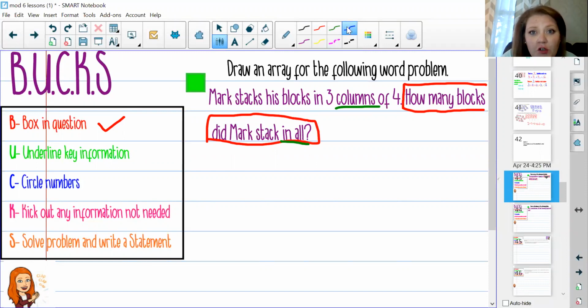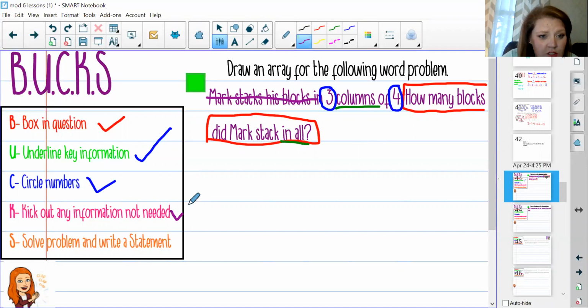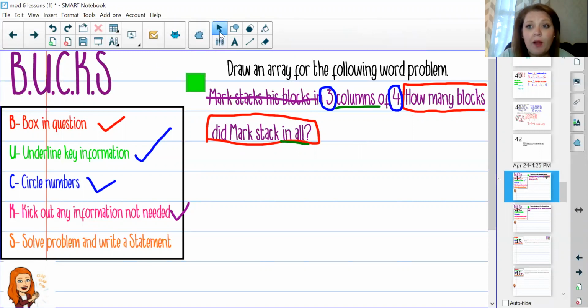Now let's go ahead and circle some numbers. 3 columns of 4. Cha-ching, cha-ching. And now we're going to kick out any information we do not need. So Mark stacks his blocks, we don't need that, and that's all we're going to kick out. Let's go on to our S: solve the problem and write a statement.